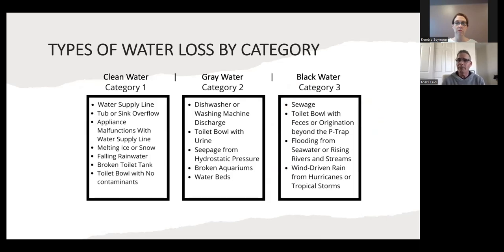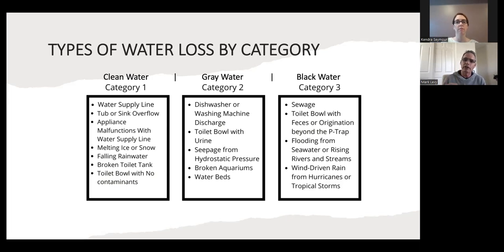But first off, let's talk about the different categories of water loss, because when you have a water loss, there are actually different types of water coming from various types of areas. For example, the IICRC S500 has created a category system for different types of water events that could occur. There are 3 categories. Category 1 would be clean water, which in their mind would be sanitary, and that could be coming from a water supply line, things of that nature.